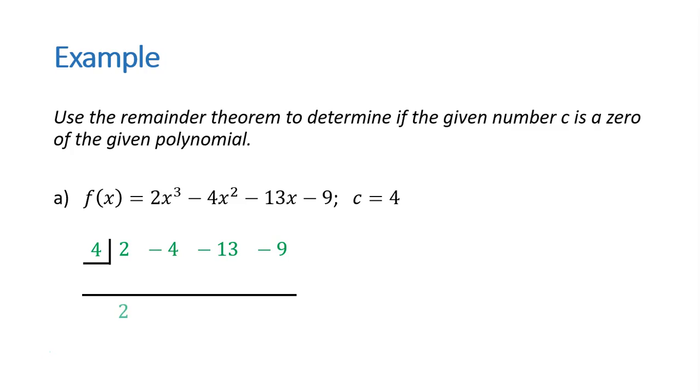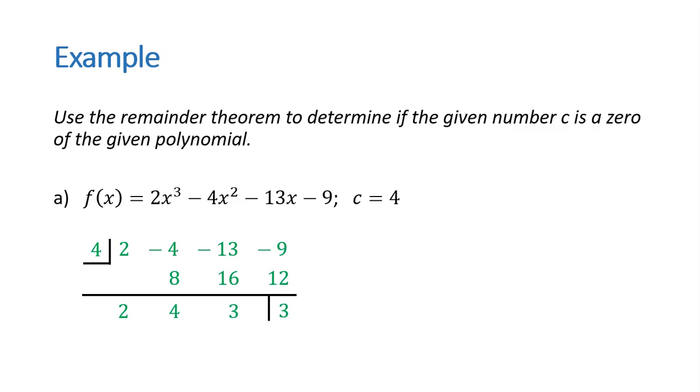So we bring down our 2. 4 times 2 is 8. -4 plus 8 is 4. 4 times 4 is 16. -13 plus 16 is 3. And then 4 times 3 is 12. -9 plus 12 gives us 3. So we have a remainder of 3.